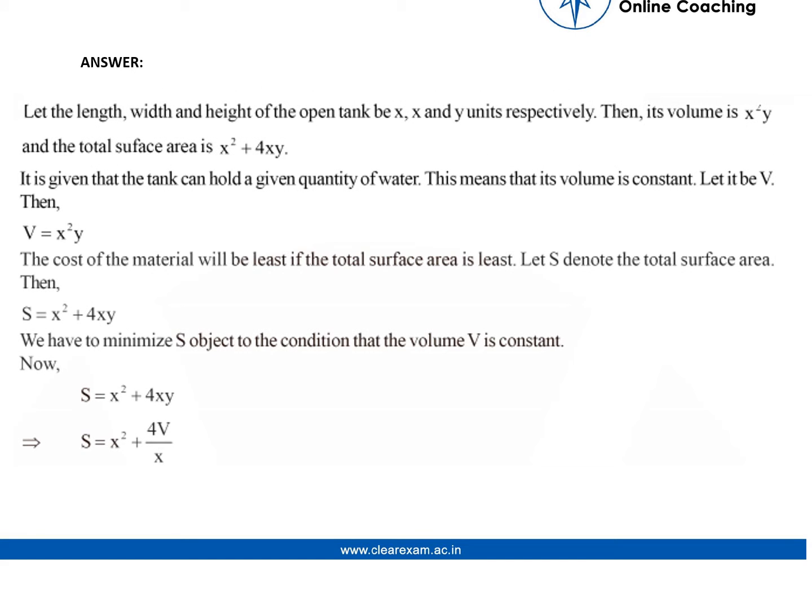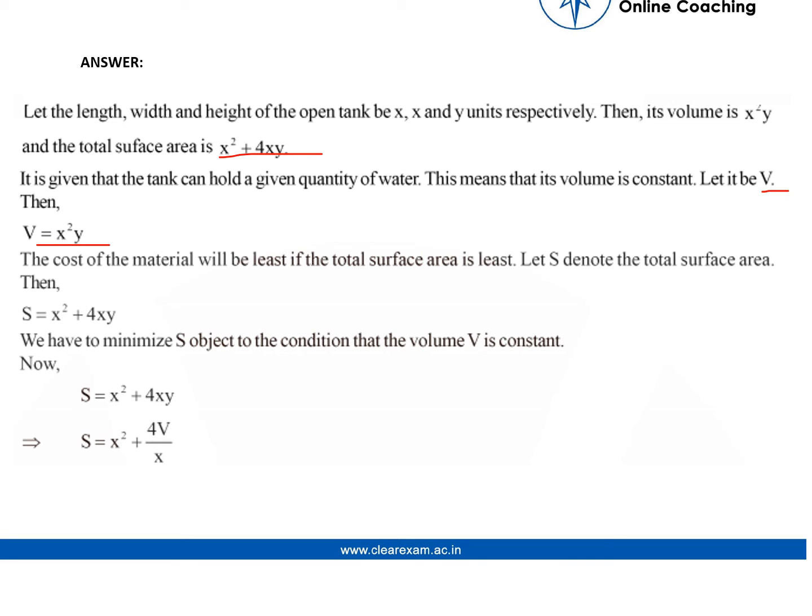Answer. Let the length, width and height of the open tank be x, x and y units respectively. Then its volume is x squared y and the total surface area is x squared plus 4xy. It is given that the tank can hold a given quantity of water. This means that its volume is constant. Let it be V. Then V is equal to x squared y.